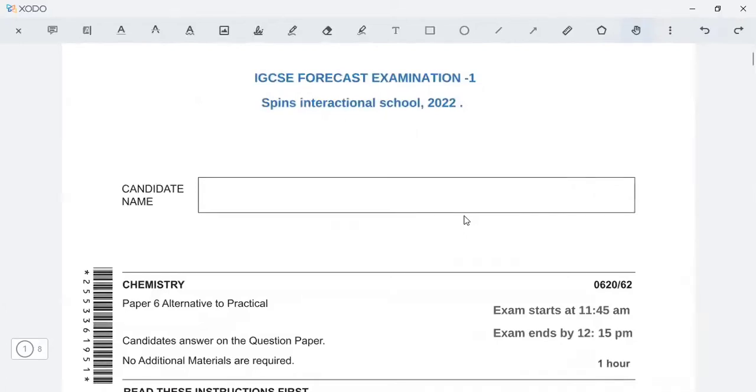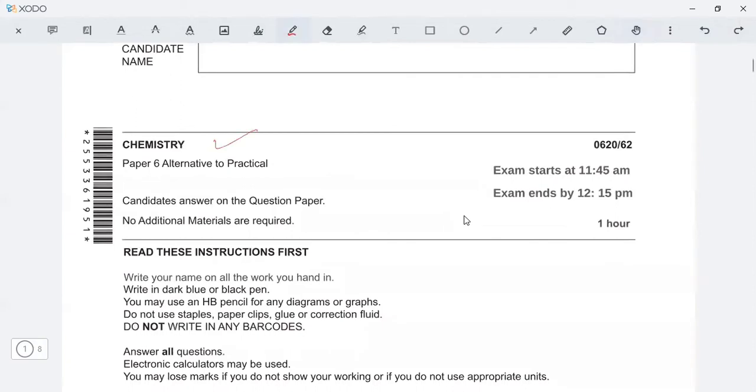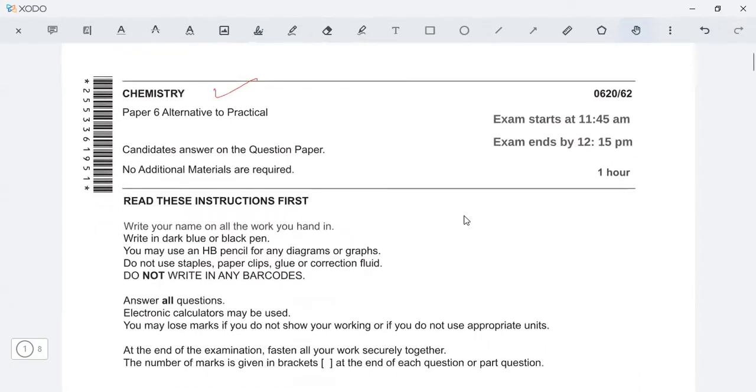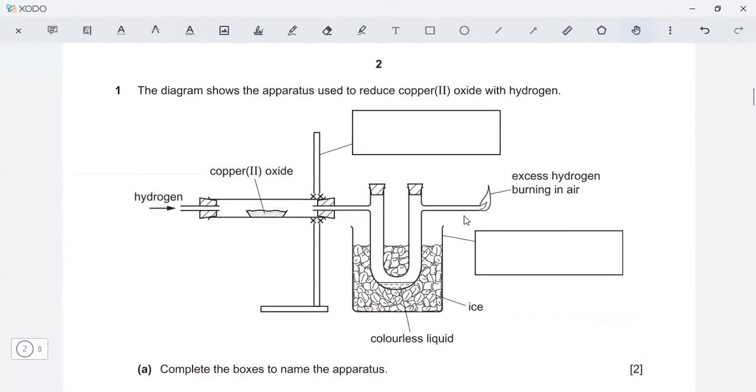Hi students, today we are going to discuss the IGCSE Forecast Examination 1 2022, and the subject is Chemistry Paper 6, Alternative to Practical. Okay, so completely let us discuss this paper. So shall we get started? This is question number 1.